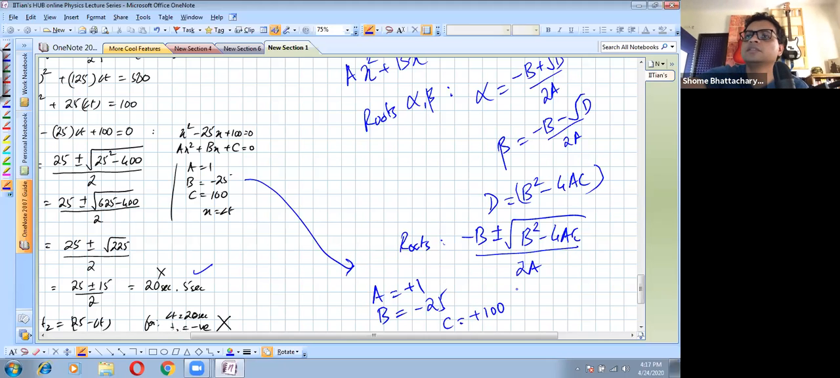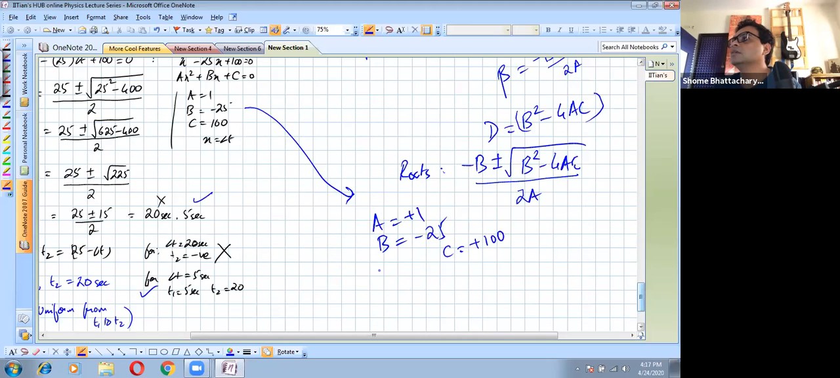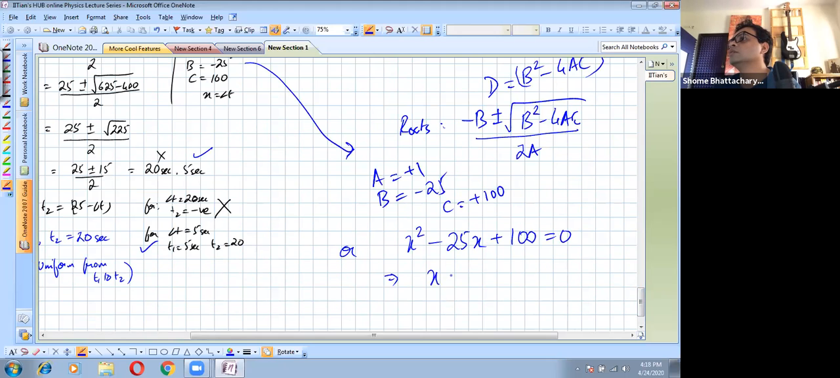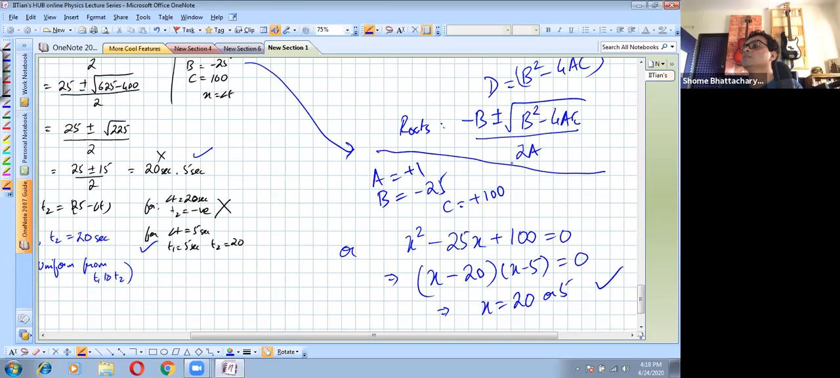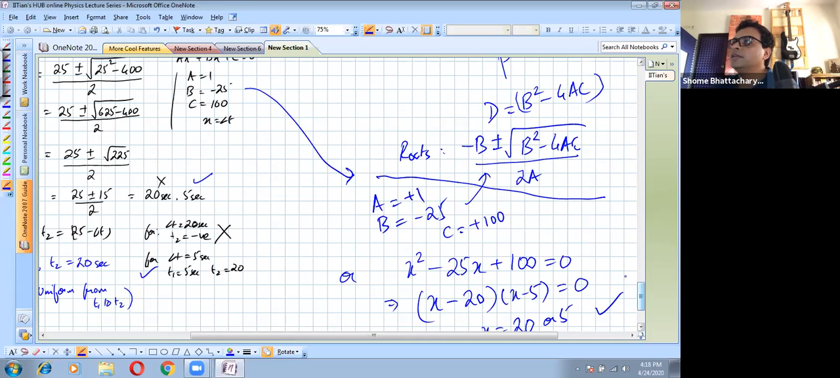Yeah, you can do it by factorization. You can see that this equation, x square minus 25x plus 100 is equal to 0, is also equal to x minus 20 into x minus 5 is equal to 0. So that's fine. This is also okay. So this method is also there. This method, you can substitute this here. Okay, so hope that resolves this issue over here.